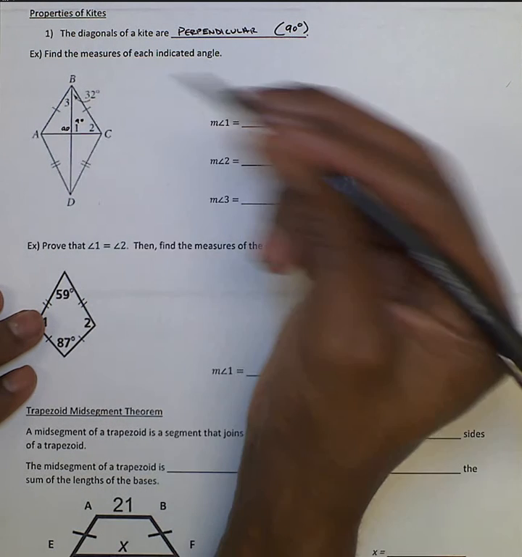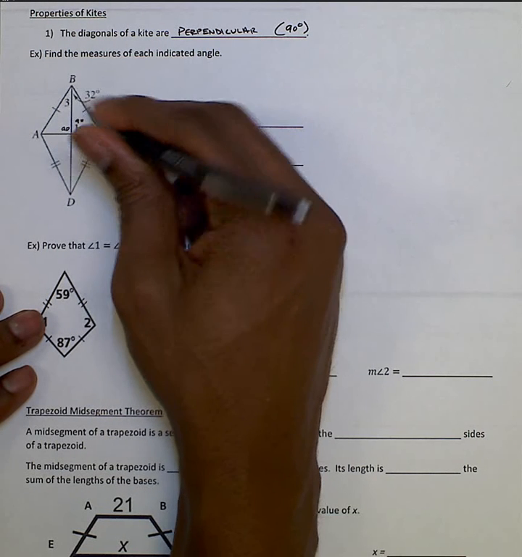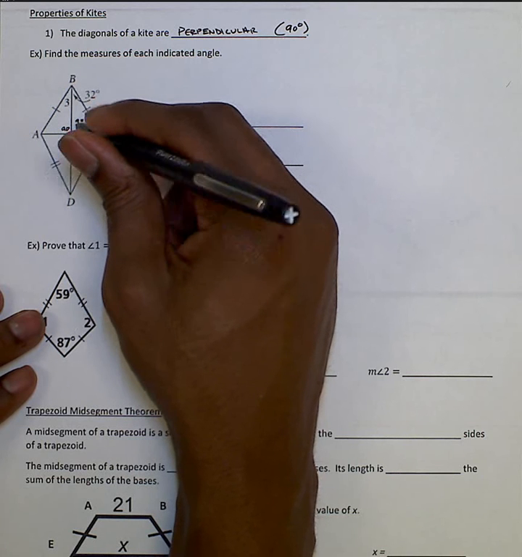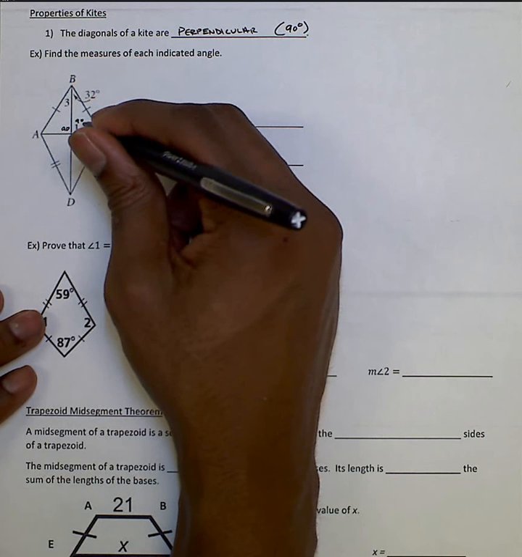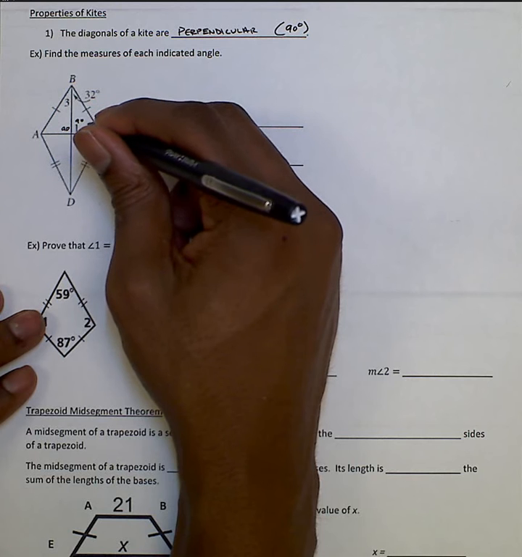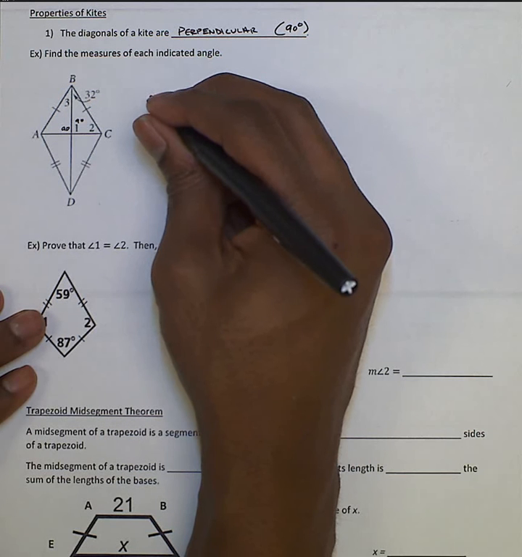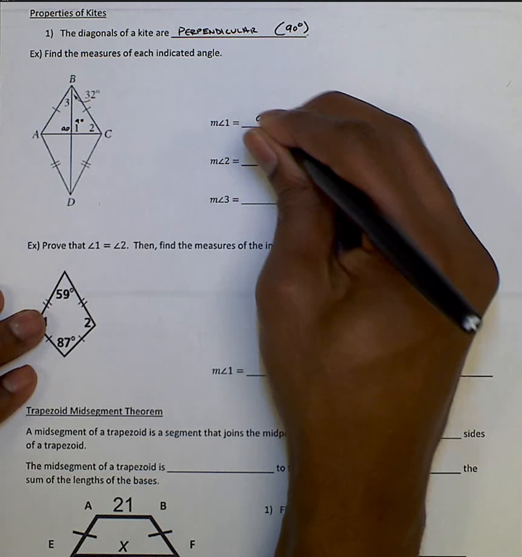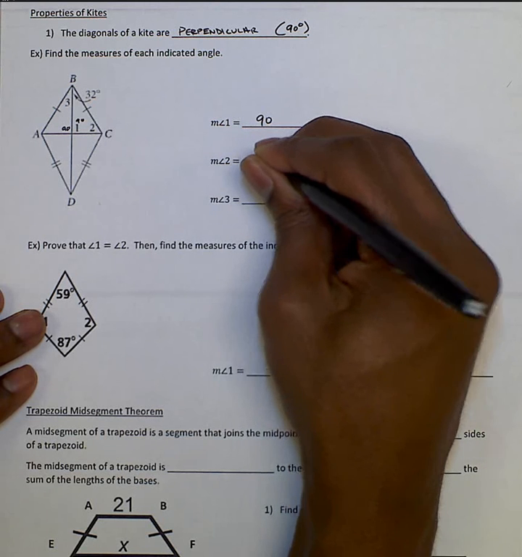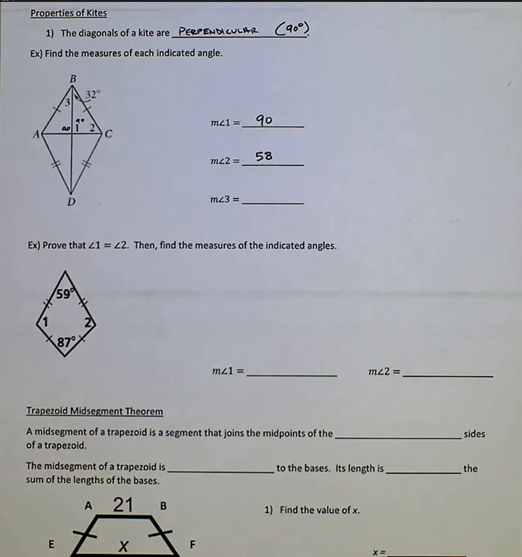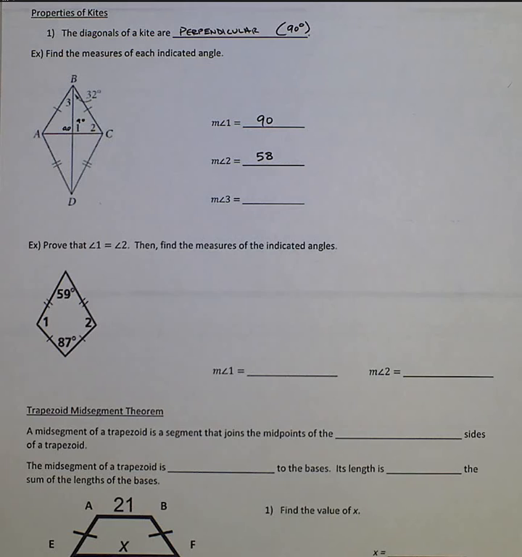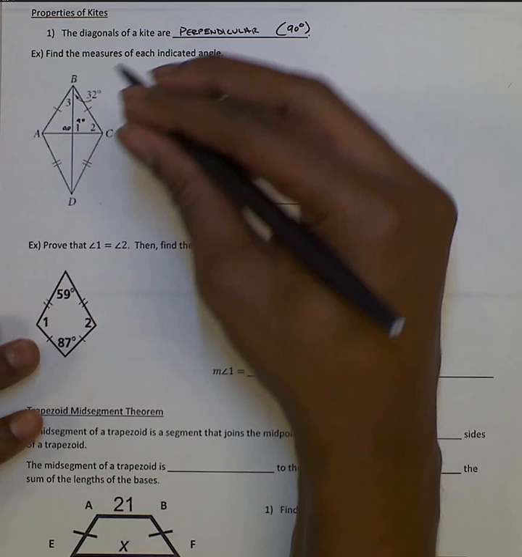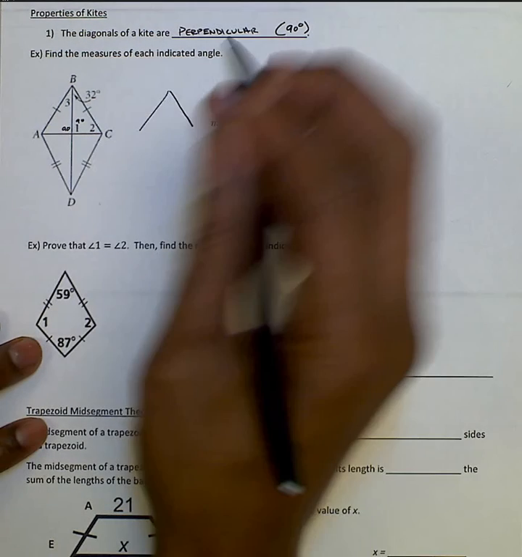Okay, and remember that we can use our triangle knowledge. 90 plus 32 is 122. We know a triangle should add up to 180, and so that will make this 58. The measure of angle 1 is 90. The measure of angle 2 is 58. Okay. All right, now we had to find this angle, angle 3. I'm going to just add in some geometry here.